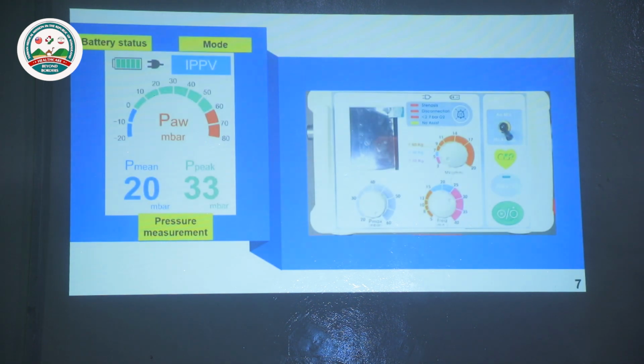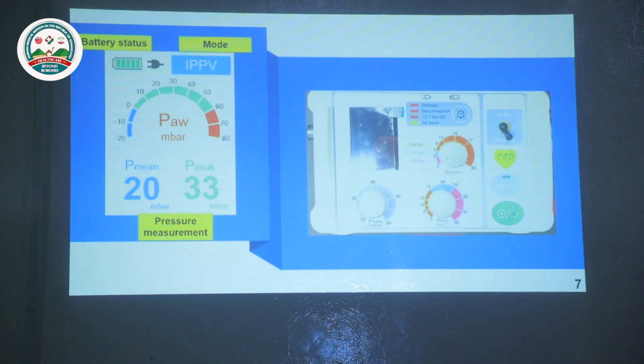Okay, so when you switch on the ventilator, you can see the screen. This part is the battery status, and this part is the mode. This ventilator just has two modes. One is IPPV, intermittent positive pressure ventilation. The other mode is assist control, AC mode. Later I will talk about the modes.